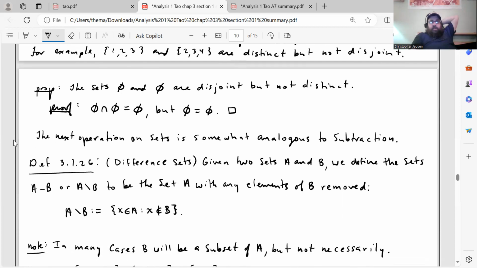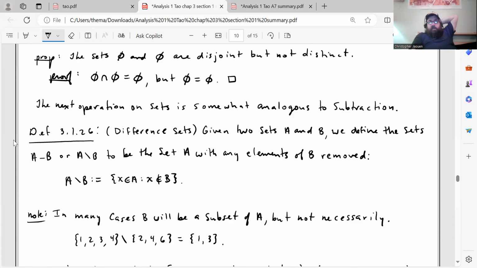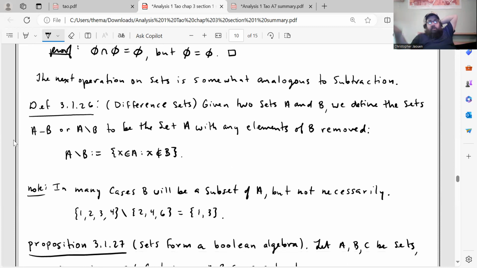The next operation on sets is somewhat analogous to subtraction. We haven't defined subtraction formally yet, but anyway, we will when we get to the integers, I believe, the chapter where we construct the integers.